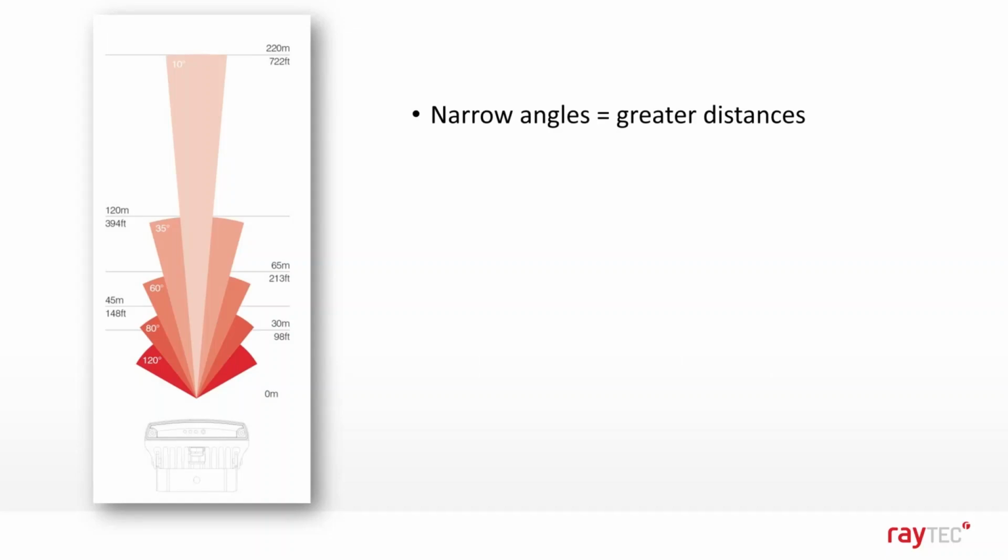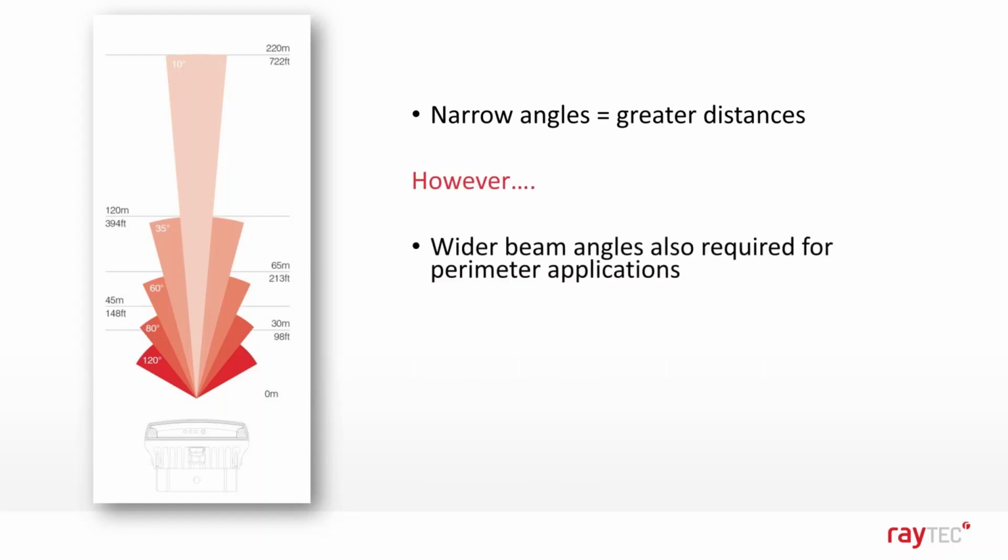Okay, so as talked about a couple of slides ago on that runway, narrow angles are going to achieve greater distances. However, it is also important that you consider wide angles as well. So you're going to need wide angles for things like the corners of the perimeter. Certainly if they are a sharp corner, you may need to cover that wider area.